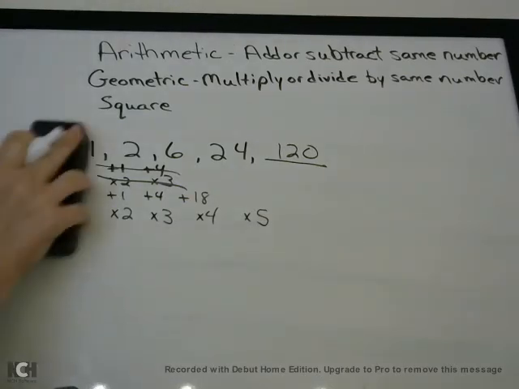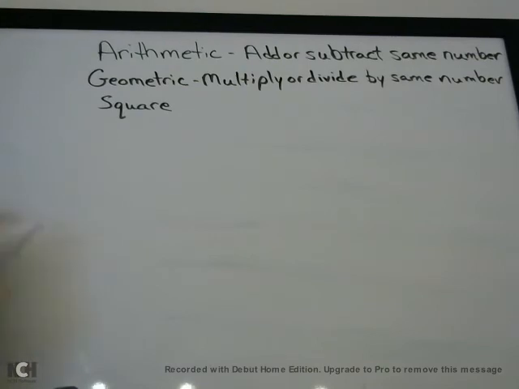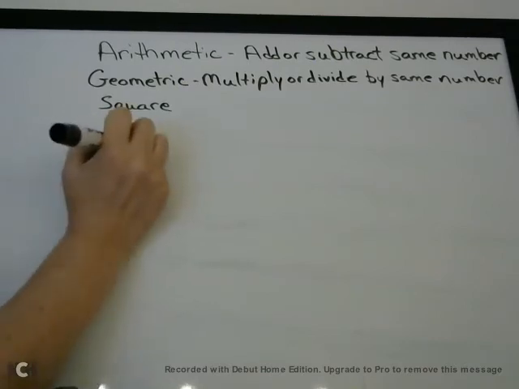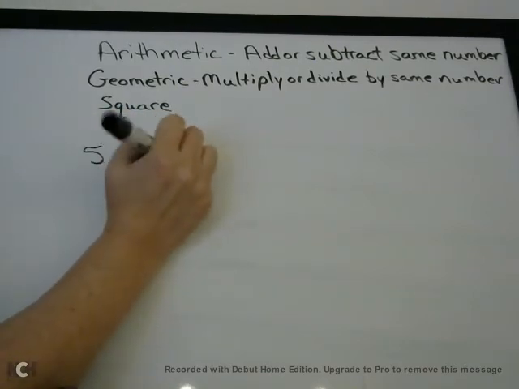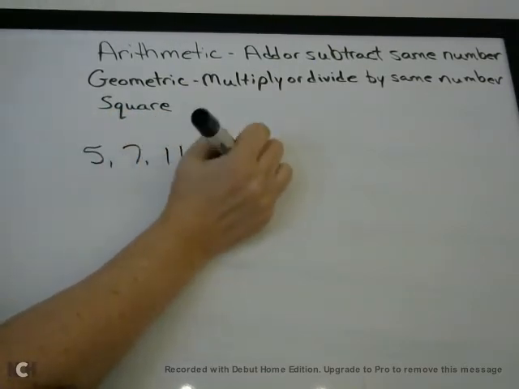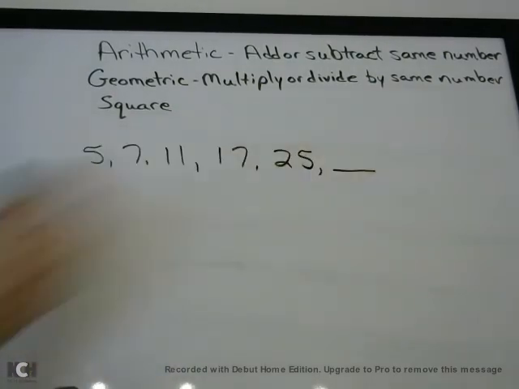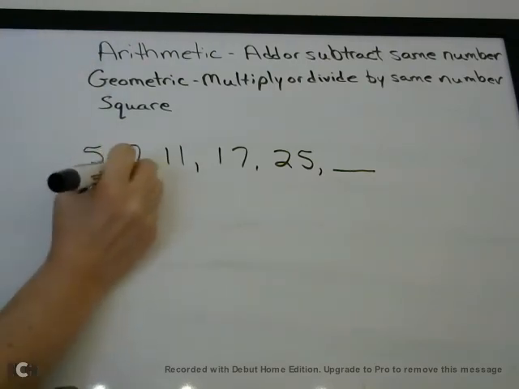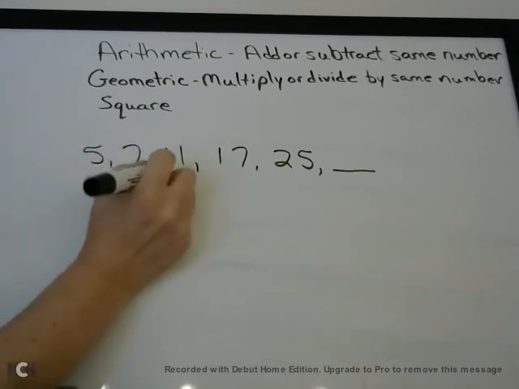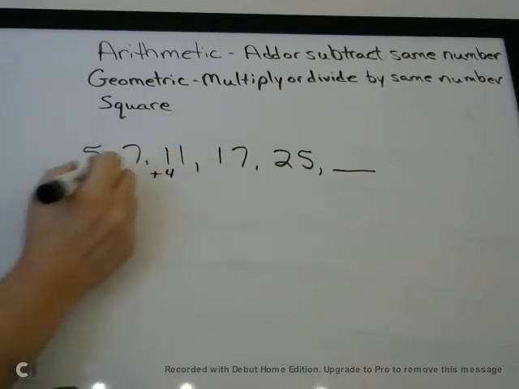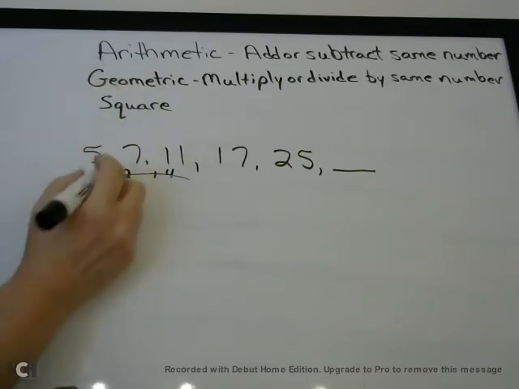Let's do another one where we have 5, 7, 11, 17, 25. What's the next number? So again, we're going to just say, is it arithmetic? We add 2 to get from 5 to 7. We add 4 to get from 7 to 11. It's not arithmetic. Is it geometric?